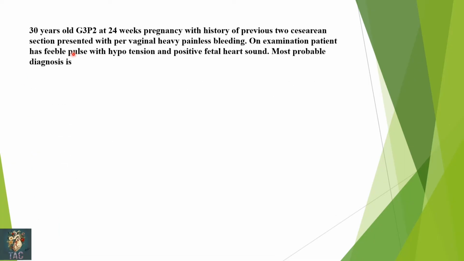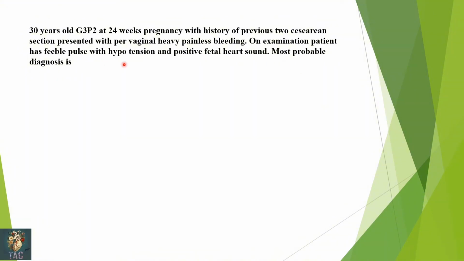Next MCQ is: a 30-year-old gravida 3 para 2 at 24th week of pregnancy with a history of previous 2 cesarean sections presented with per-vaginal heavy painless bleeding. This painless is also a very important point. On examination, she has a feeble pulse with hypotension and positive fetal heart sound. Again, look at this, the baby is alive.